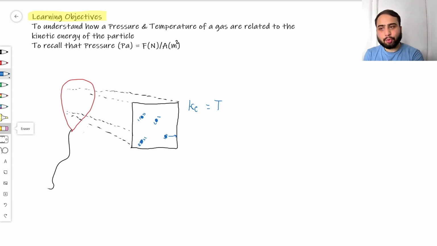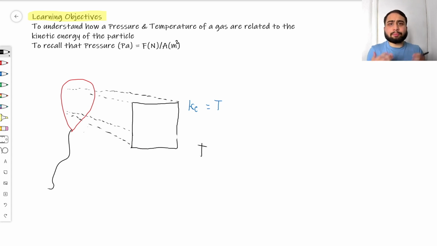Let's get rid of all of our other particles and let's have a look at a single particle. Okay. So we understand the temperature of the balloon, right? But what does this have to do with the pressure exerted in the actual balloon itself? Well, to look at that, we have to first look at what pressure is. So let's do that down here.